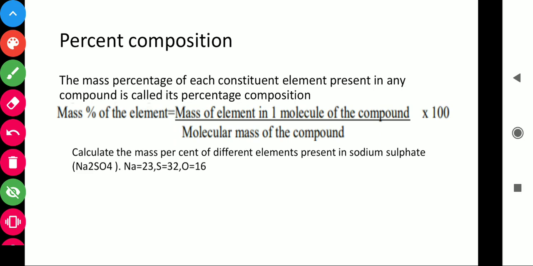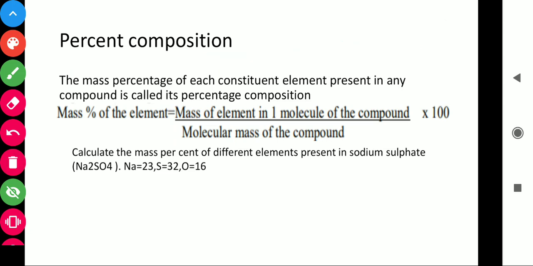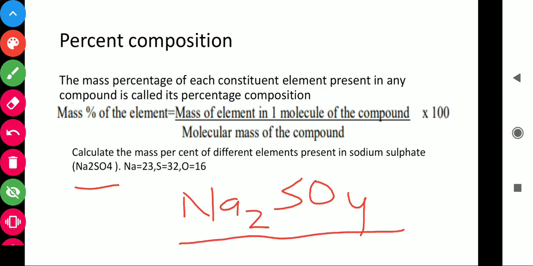Students, we have discussed the mole concept in the previous video. Today we will learn to calculate the percentage composition of different elements in a particular compound. For example, here we have taken a compound, Na2SO4. In this compound, we will calculate the percentage of different elements.